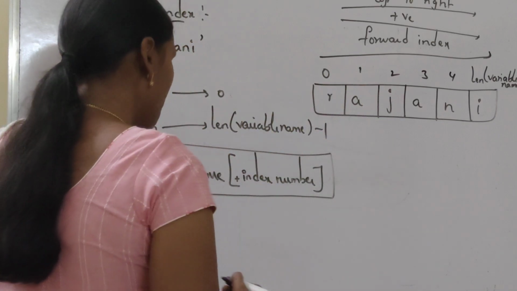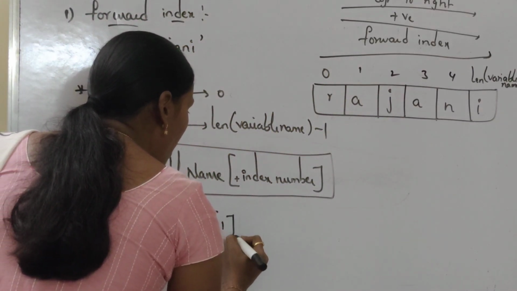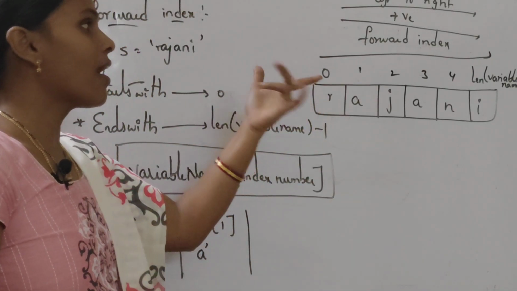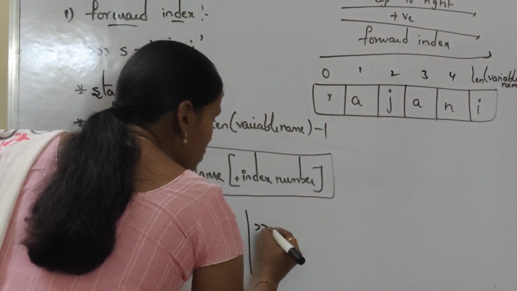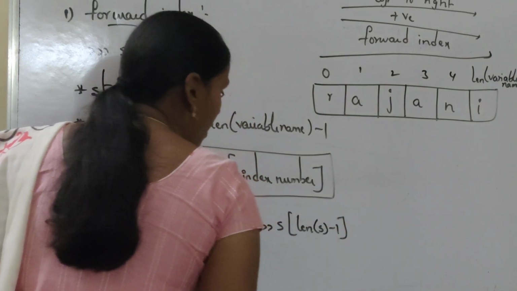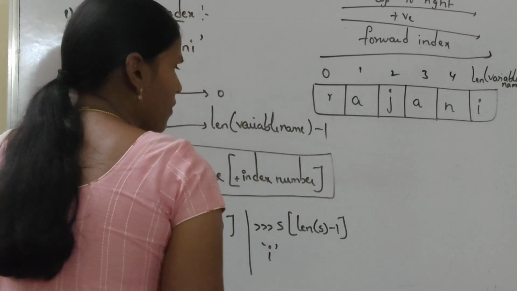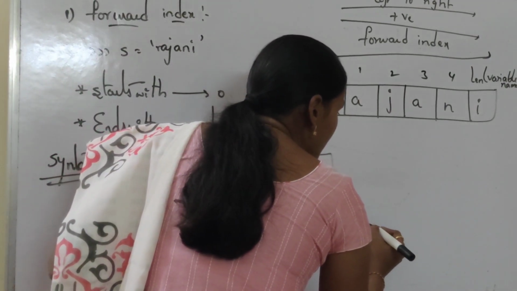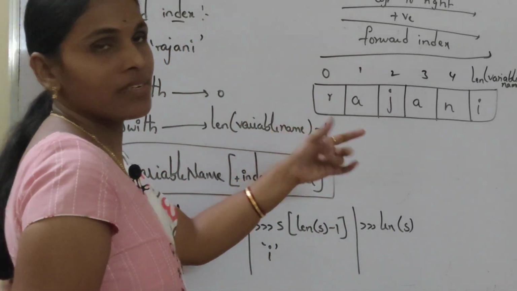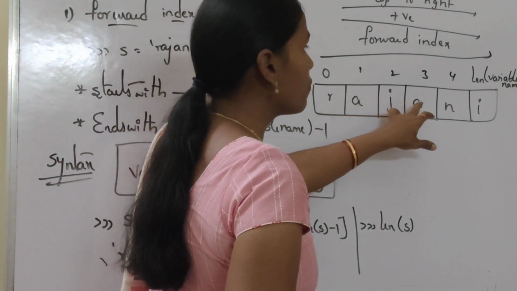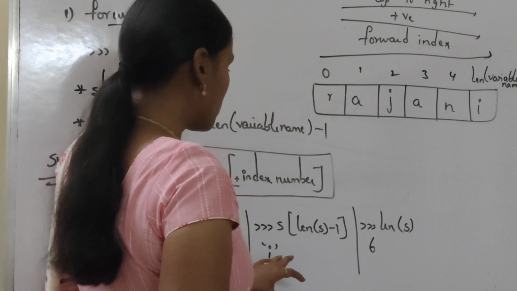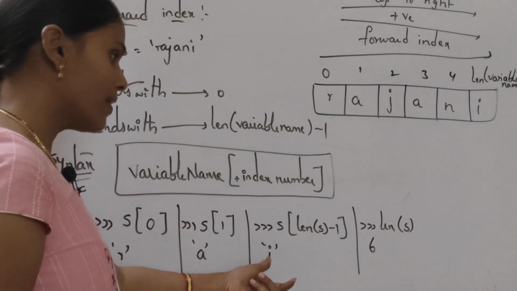And next, if you want to print A, then we should use index 1. It returns A. If you want to print the last character, then we should directly use the formula length of variable name minus 1. It returns I. What is length? Length is a built-in function. It returns the number of characters present in a string. 1, 2, 3, 4, 5, 6. It returns 6. 6 minus 1 is 5. That's why it returns the last index number.